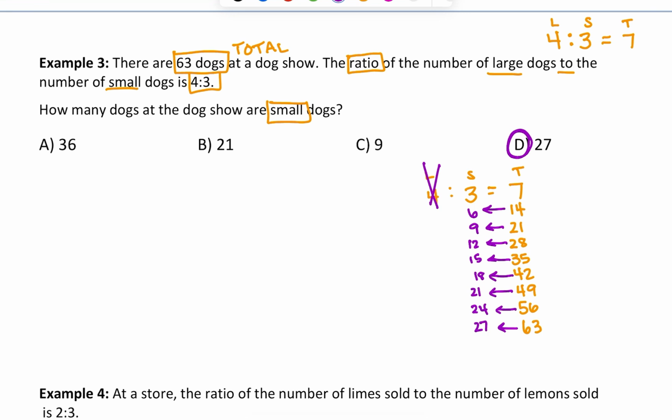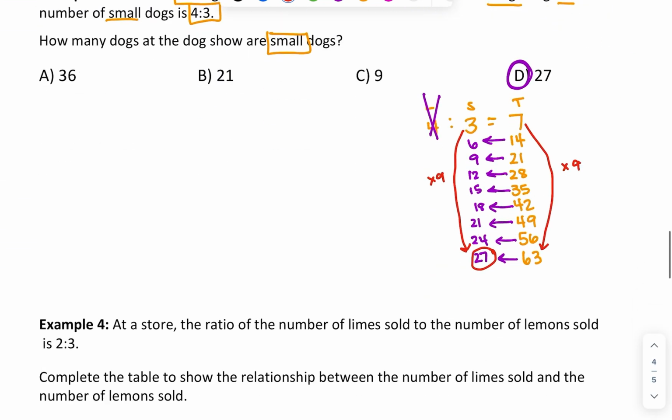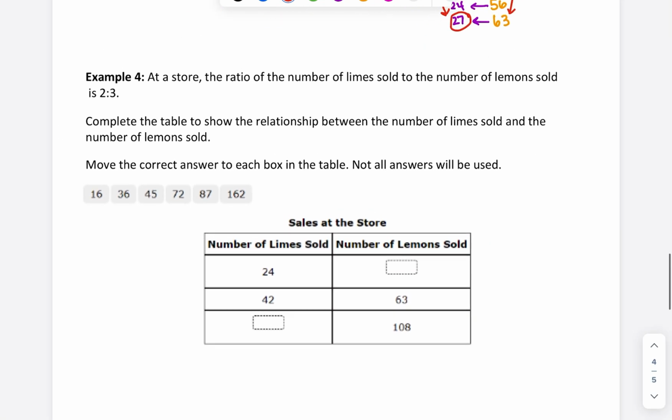Okay? You also could have realized, how do I get from 7 to 63? That's times 9. So that means we would have to do 3 times 9, which also equals 27. So you can either skip count or you can find your rule like we did on the last one over here. All right, last question.